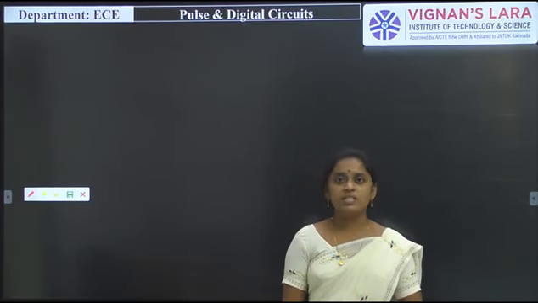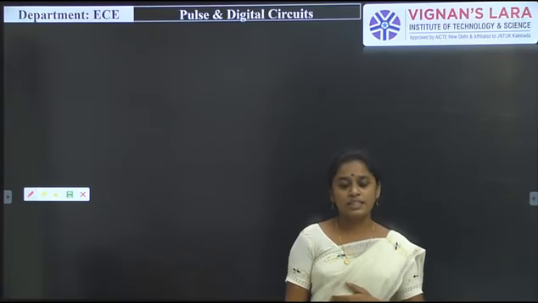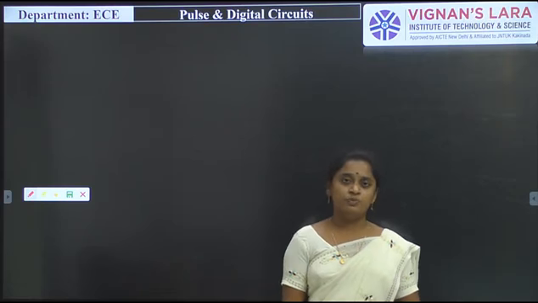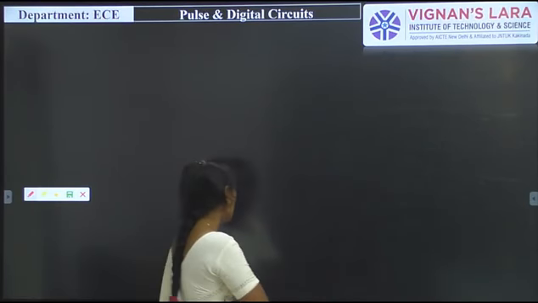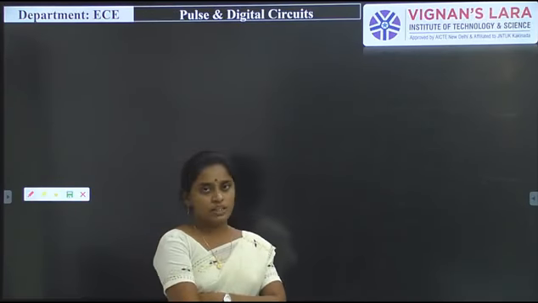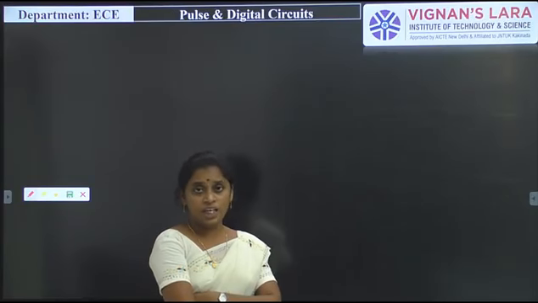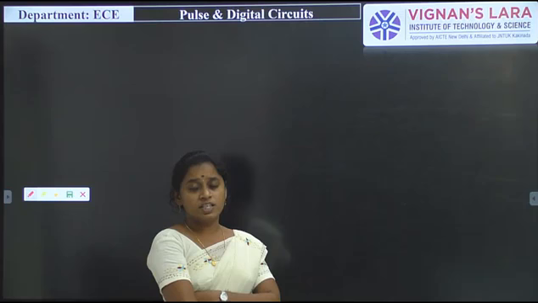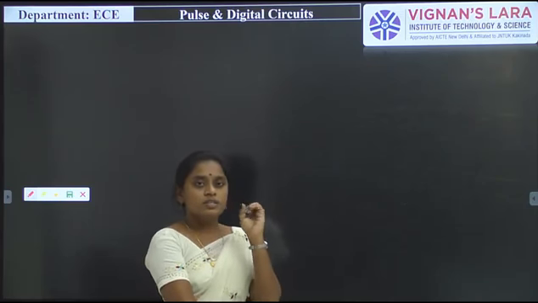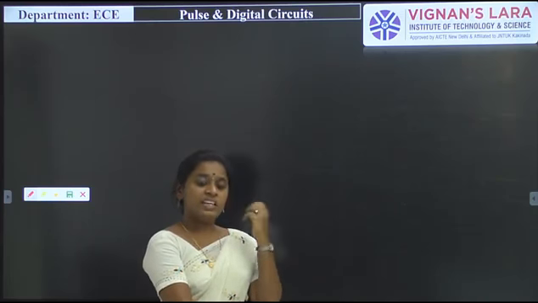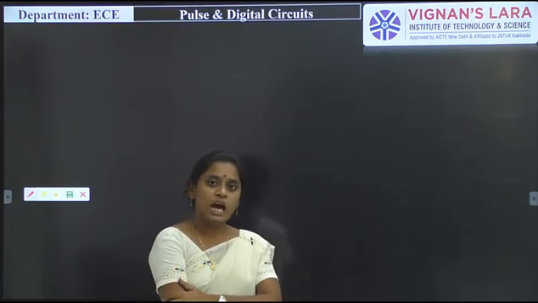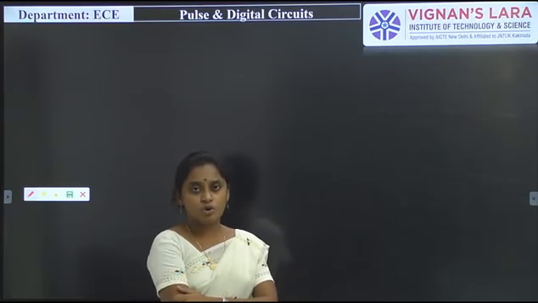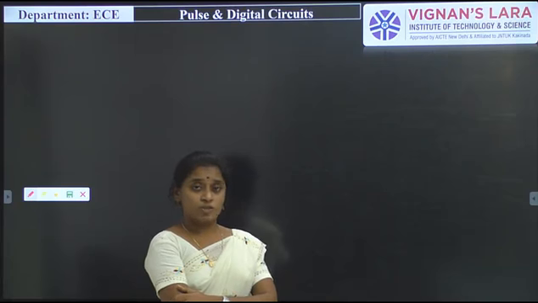Obviously we use a sample and hold circuit, which converts the analog signal to digital form. For amplitude conversion we go for the sample and hold circuit. For digital to analog converters, whatever digital signal we give is converted into analog form, and sampling gates are used in digital to analog converters also. The most important application of the sampling gate is the sampling scope.